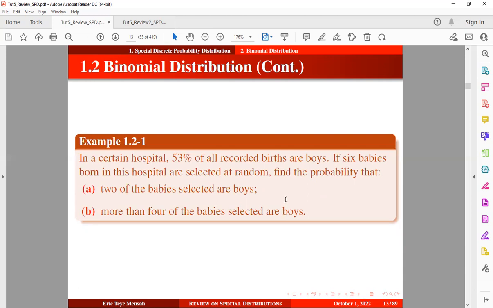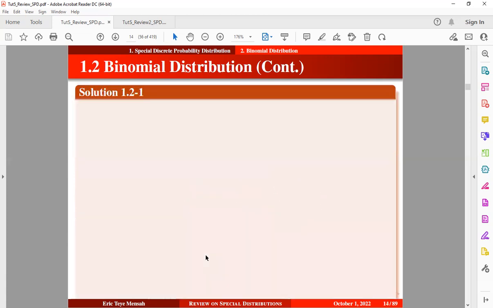If 6 babies born in this hospital are selected at random, we want to find the probability that 2 of the babies selected are boys, and secondly, more than 4 of the babies selected are boys. So let's take a look at the solution.